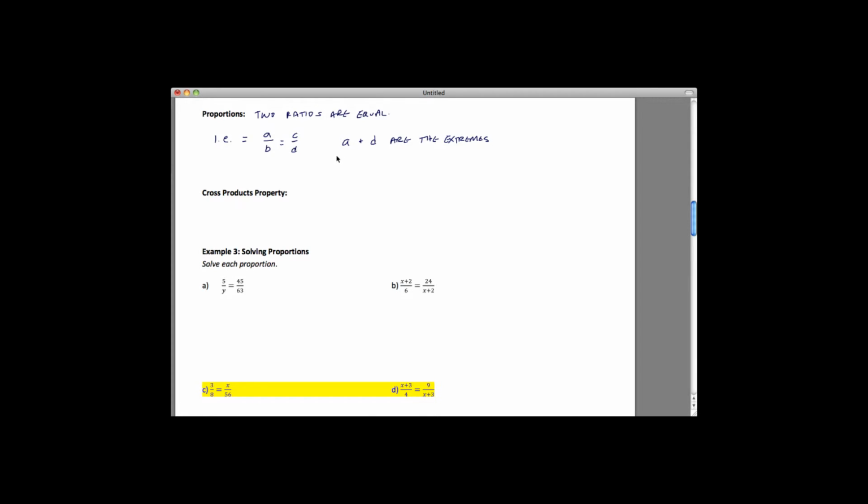That's just what we call them. And then B and C, those are called the means. Okay? Now, when we talk about multiplying this, we're going to use the cross products property.